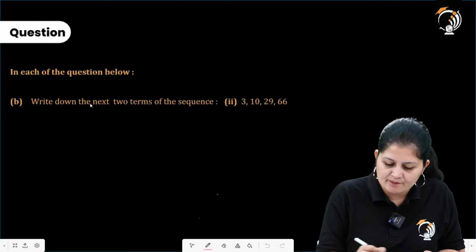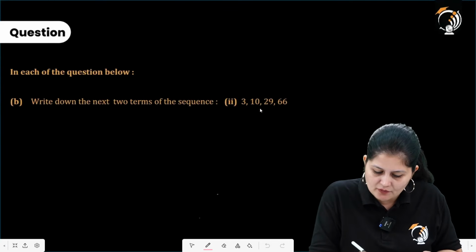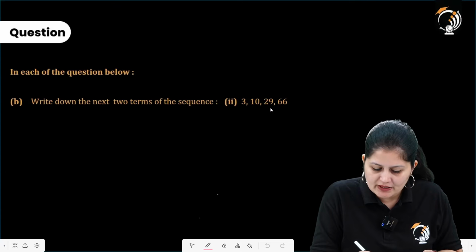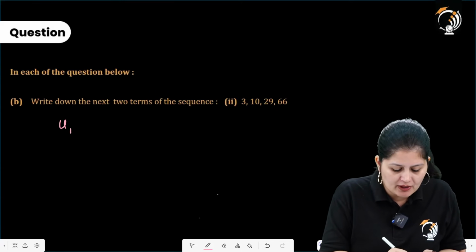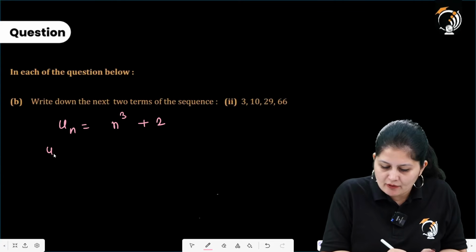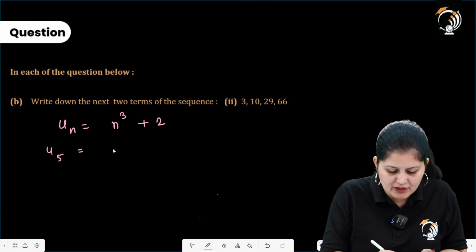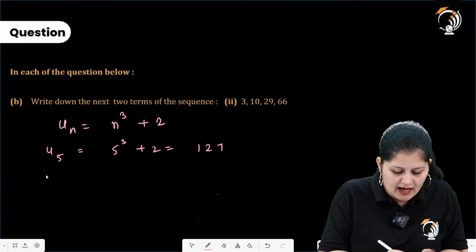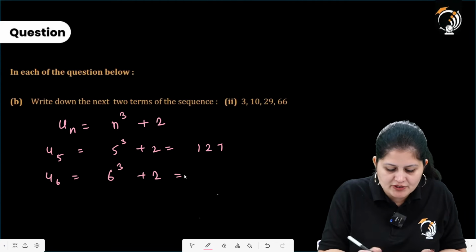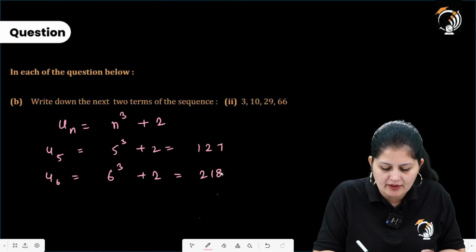Now, moving to the next question, we need to write down the next two terms of the given sequence. Here we can observe that this goes as 1 cube plus 2, 2 cube plus 2, 3 cube plus 2. So the general formula is n cube plus 2. The value of u5 is going to be 5 cube plus 2, which is 127. And u6 is going to be 6 cube plus 2, that is 216 plus 2, which is 218.